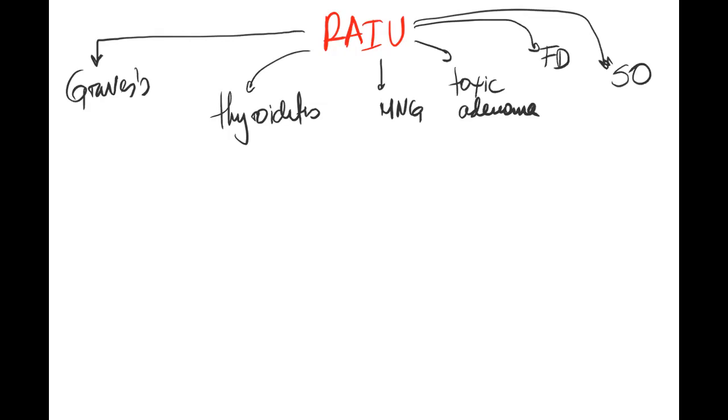So in Graves' disease, the main problem is that the patient is getting some antibodies against the thyroid tissue. And those antibodies are going to produce an extra stimulation in the thyroid tissue. And that extra stimulation is going to produce an increase in the size of the thyroid gland.